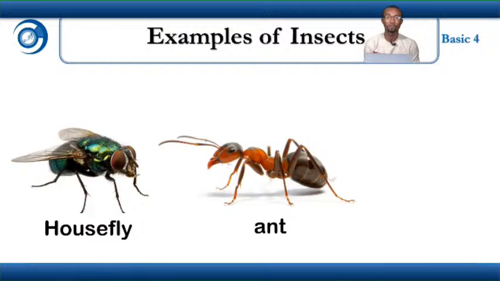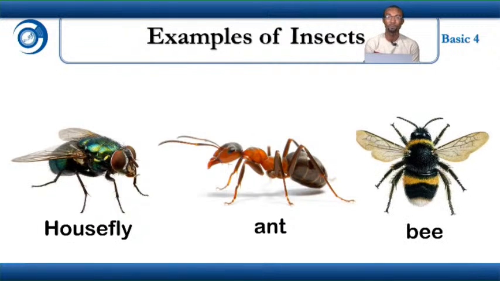The next example is ants. We are all familiar with this animal, ants. They are very tiny and very troublesome. If you leave your bread or sugar or any sweet food uncovered, you will see that it will invite these kind of insects. So an ant is an example of an insect.